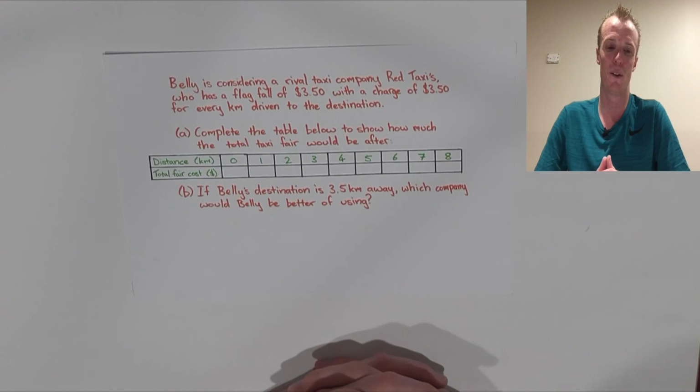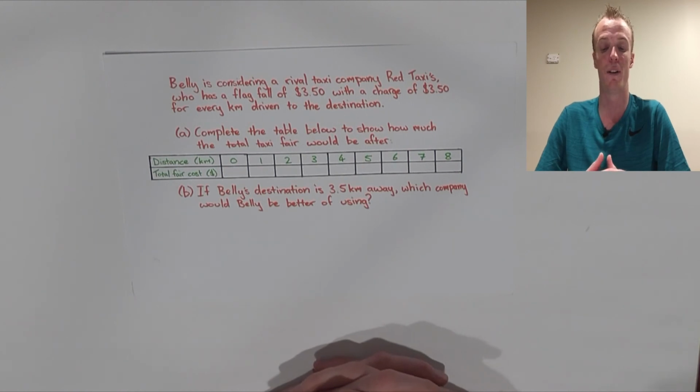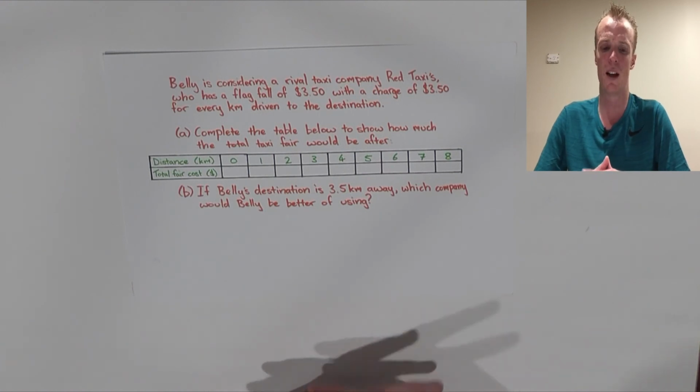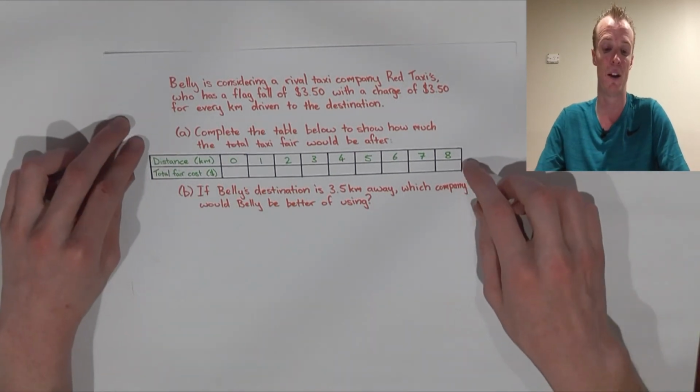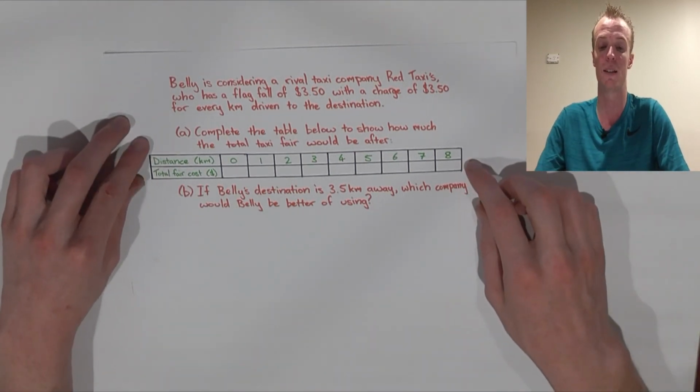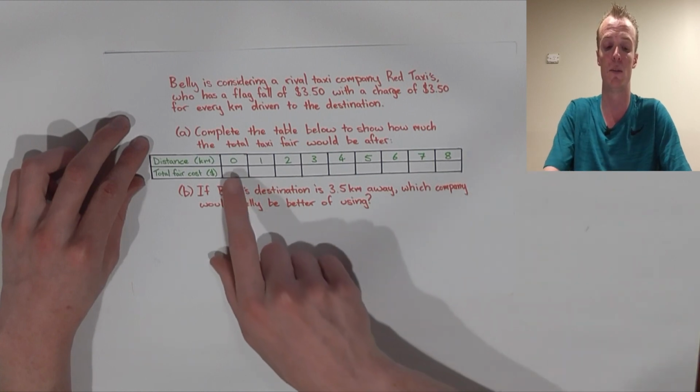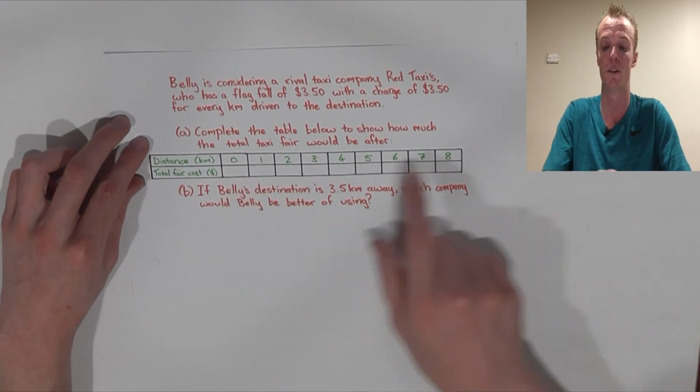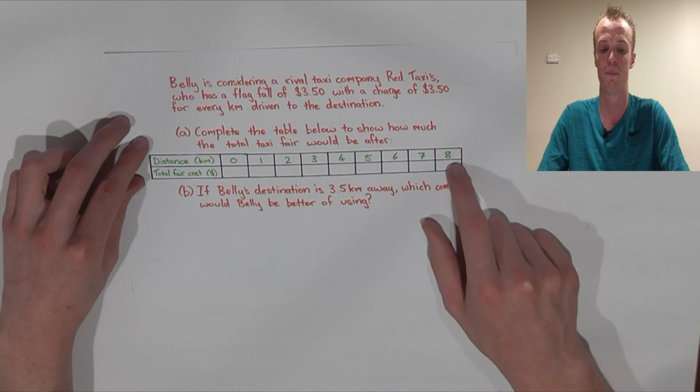Let's consider the following question. Belly is considering a rival taxi company, Red Taxis, who has a flagfall of $3.50, with a further charge of $3.50 for every kilometre driven to the destination. I want you to start by completing this table below to show how much the total taxi fare would be for each interval in kilometres between 0 and 8 kilometres.